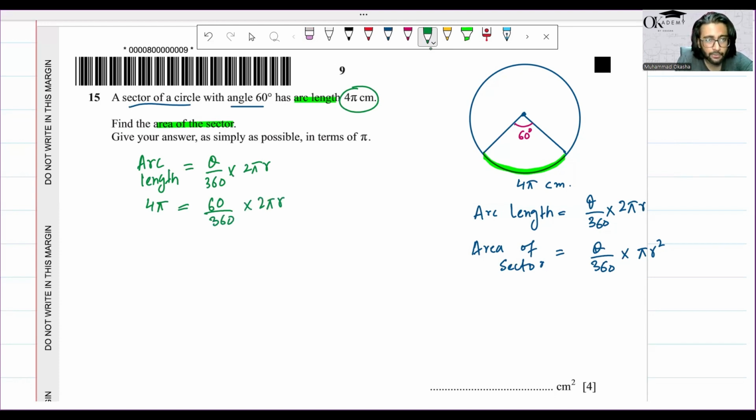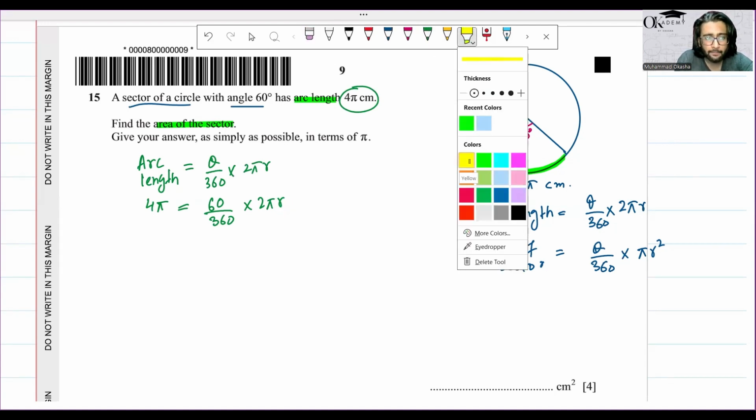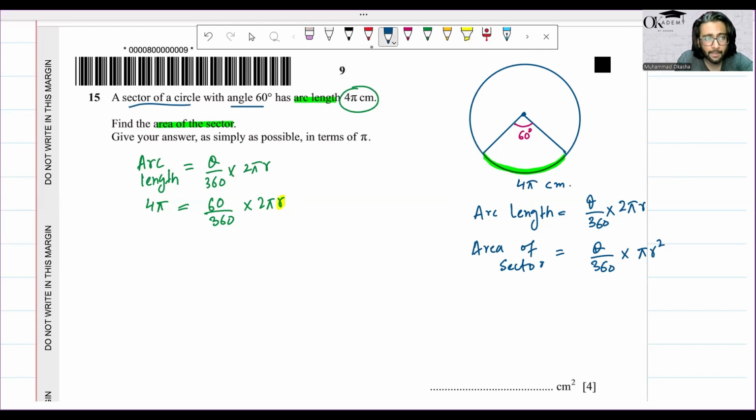Now we carefully do the solving. Do not do any cancellation right now, unless you have isolated r. If I want to isolate r, I'll keep r where it is, and 360 is being divided, so it's going to go to the other side. It will be multiplied. Why am I changing pens?